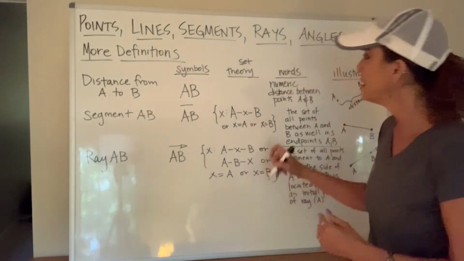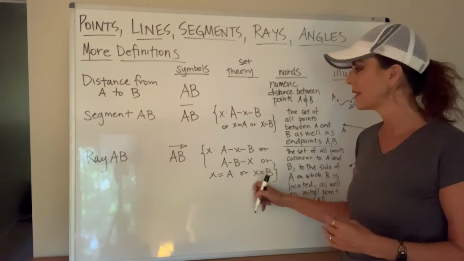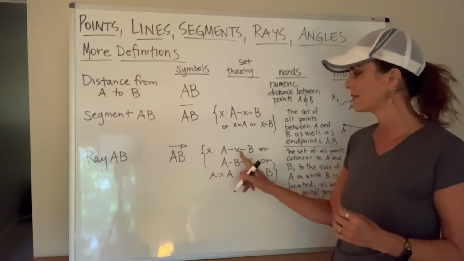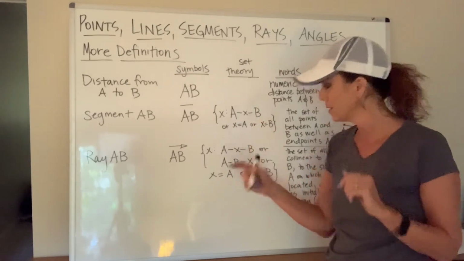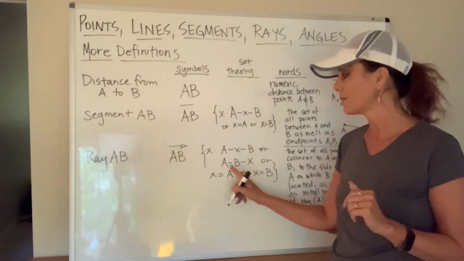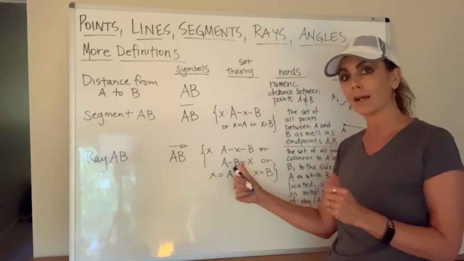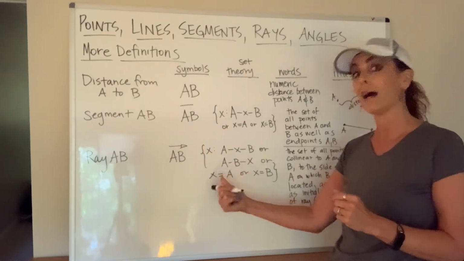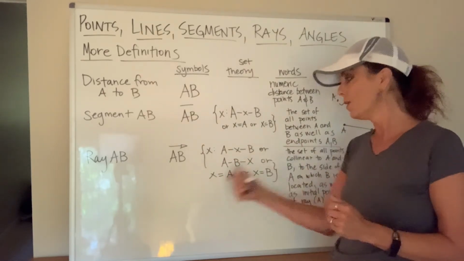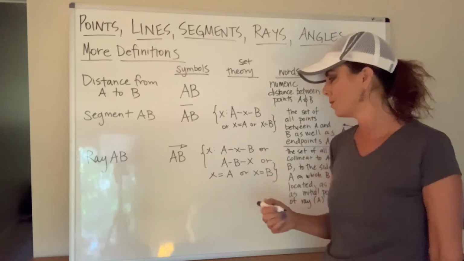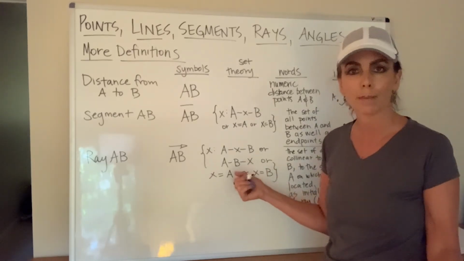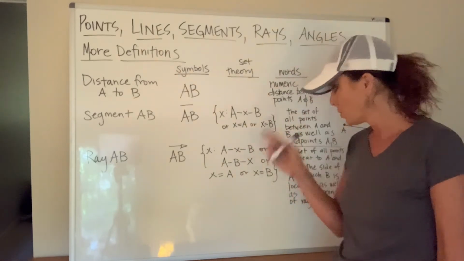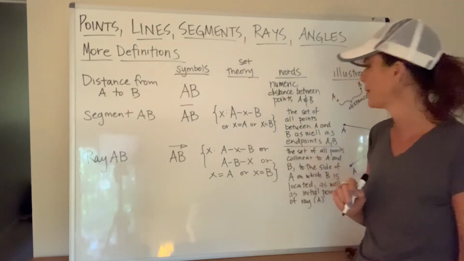All right, now in set theory, we say that this is the set of all points x such that x is between A and B, that's that segment piece, or so that B is between A and x. So x is collinear to A and B on the other side of B. Or x is equal to the initial point, or x is equal to that point B, okay? So that's in set theory.